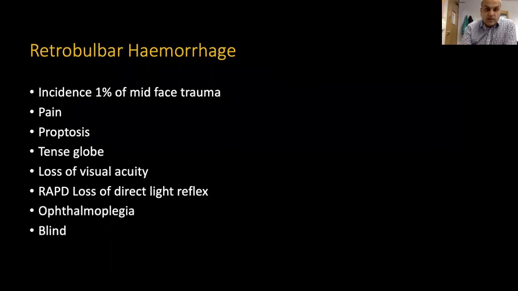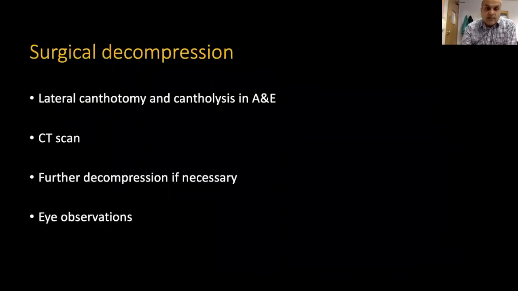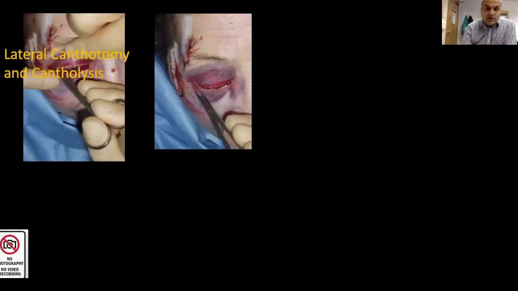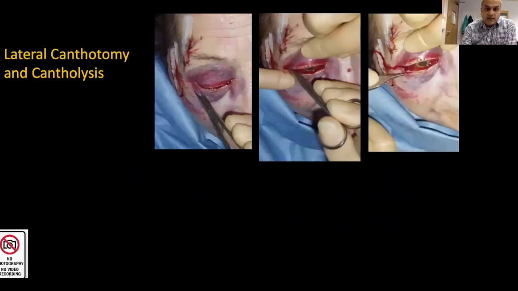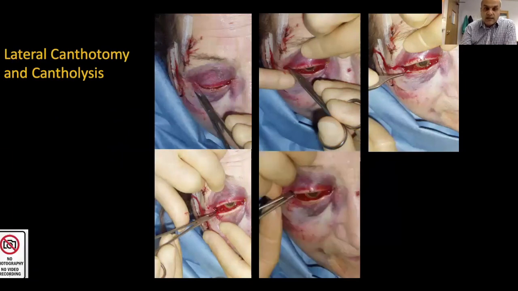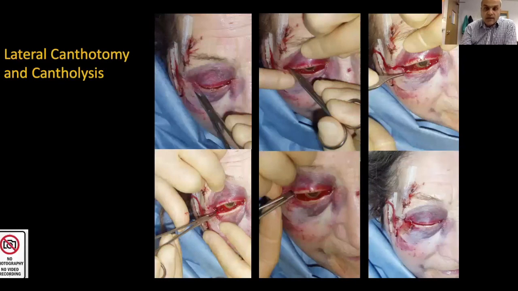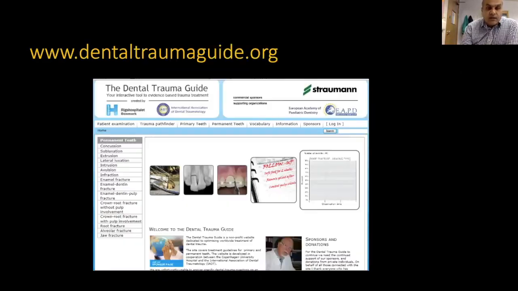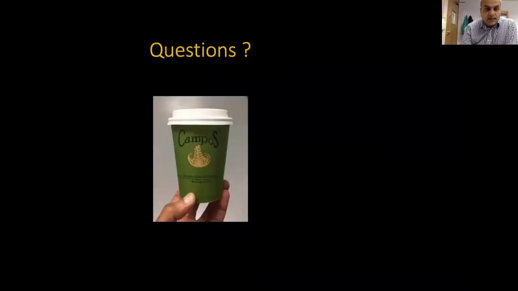Another emergency is retrobulbar hemorrhage, proptosis, tense globe, loss of visual acuity. Lateral canthotomy is the treatment of choice. Medical management isn't. Most people dealing with either A&E, ENT, or MaxFax, and ophthalmology should know how to do a lateral canthotomy and a cantholysis. And if you don't know, please phone a friend and don't dither, don't waste time. Tooth avulsion, that's just a screenshot you can take, dental trauma guide. If I get lost, this is what I look for. That gives you the answer how to deal with the teeth. That's me done.